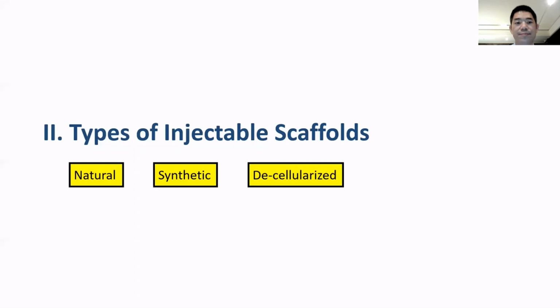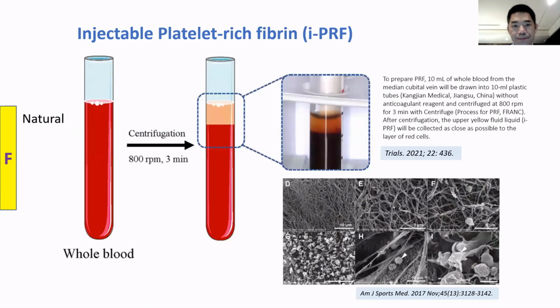So there are three types of injectable scaffolds, namely the natural ones, synthetic scaffolds, and decellularized scaffolds. The most common natural type of injectable scaffold is platelet-rich fibrin. And as you can see on the right bottom of the slide, there are 3D structures showing their porous structures supporting the microenvironment.